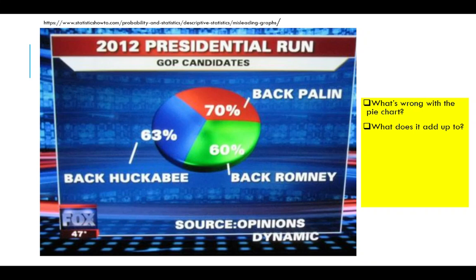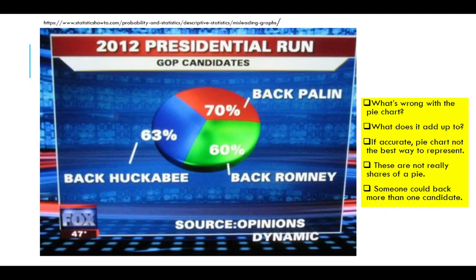So what's the problem here? If this is accurate data, that this is what I do want to present, that 63% of whatever the population or people in the party back Huckabee and 70% back Palin and 60% back Romney, that's fine. But if this is what I want to communicate, a pie chart's not the best way to represent this, right? And the reason here is that these aren't really shares of a pie. Shares of a pie are generally exclusive categories, right? But here, somebody could back Huckabee and back Romney, or somebody could back Palin and back Huckabee, or could back all three. So these aren't mutually exclusive categories, which means having a pie chart doesn't really make a lot of sense here.